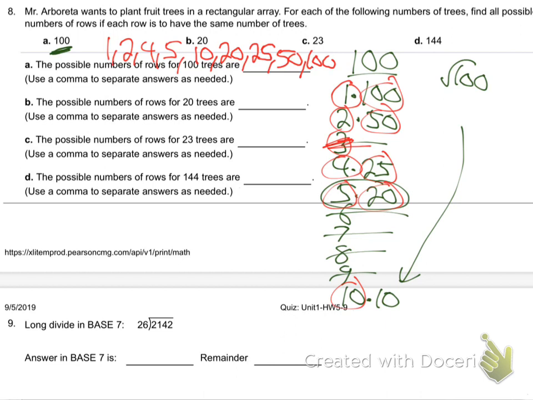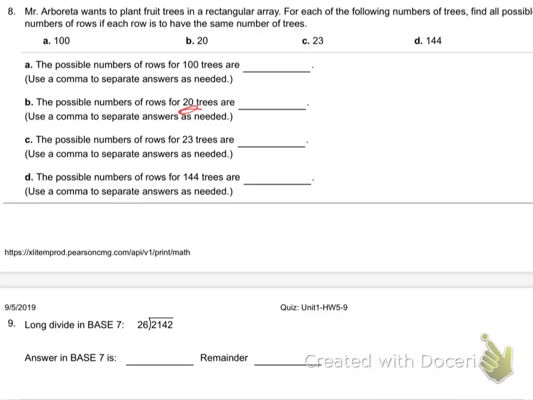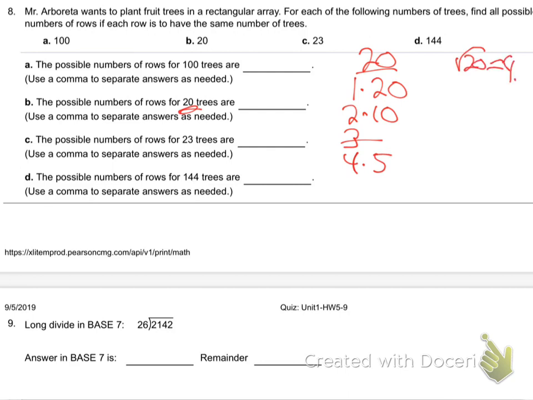Let's try part B. So part B, now we're going to do the 20. So you take the 20, and you say what multiplies? We're going to start with 1, 2, 3 doesn't work, 4 times 5. What's the square root of 20, by the way? It's going to be 4 point something, right? So I can stop right here. Anything after, so the next one would be 5 times 4, and that's a repeat. So we can stop right here.